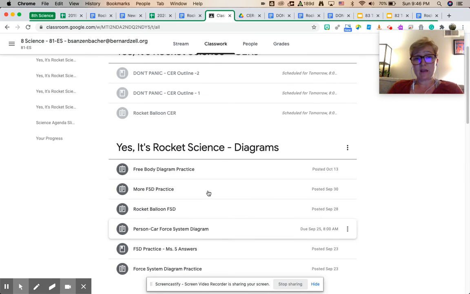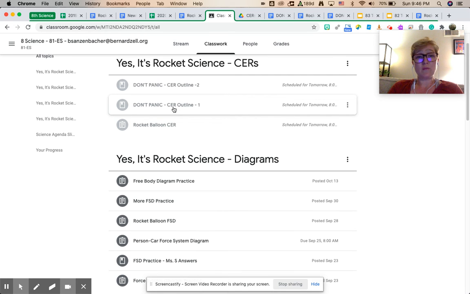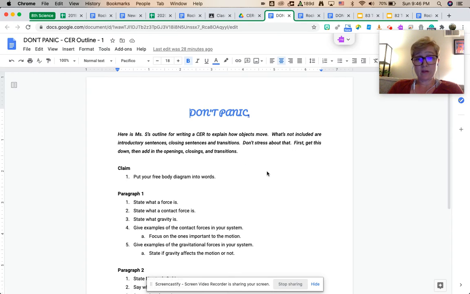The second thing that can help you is something that's new. It's called Don't Panic CER Outline. I have this outline to explain basically how you write one of these. What's not included here are introductory sentences, closing sentences, transitions, things that make it sound pretty. I don't want you to worry about that. Don't stress about that. Get this down. Once you have this down, then you can add openings, closings, and transitions.